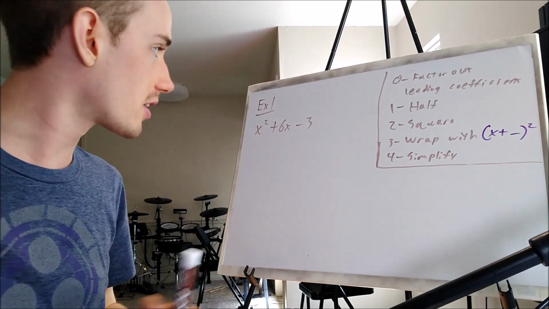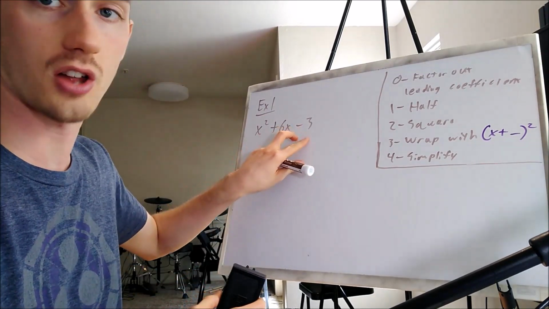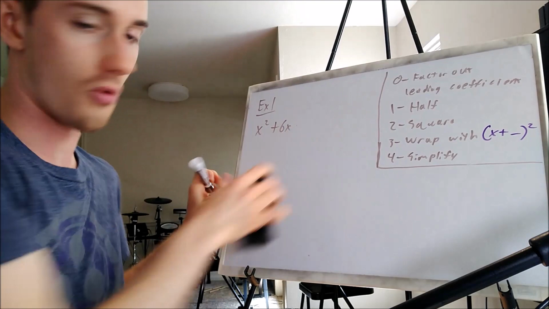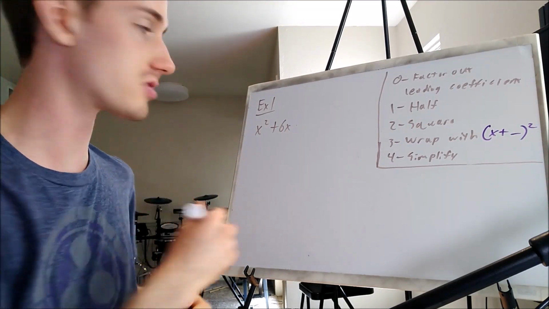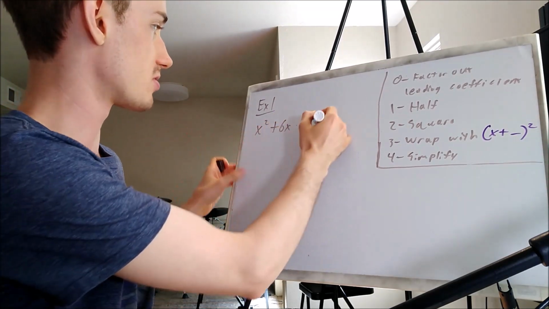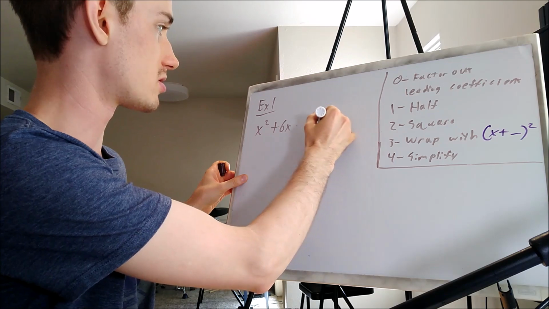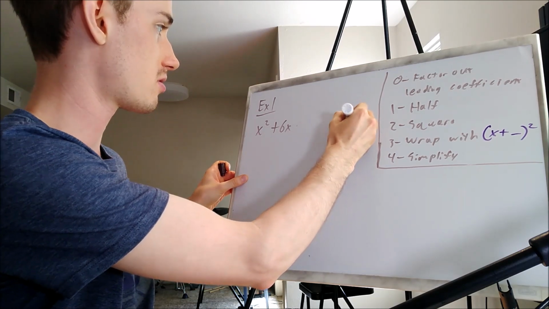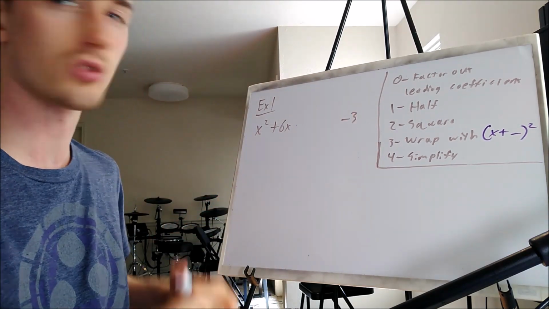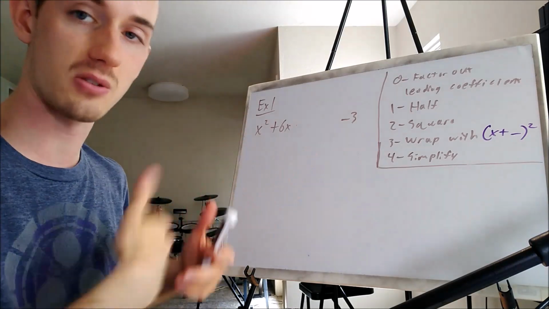And actually, one thing I like to do here first is take the constant term and move it over a little bit to make some space for some other terms. So we've got x squared plus 6x. That was a minus 3. I'll put it right here. That works. So it's still all there, but now I've got some space because I'm about to add some other terms.